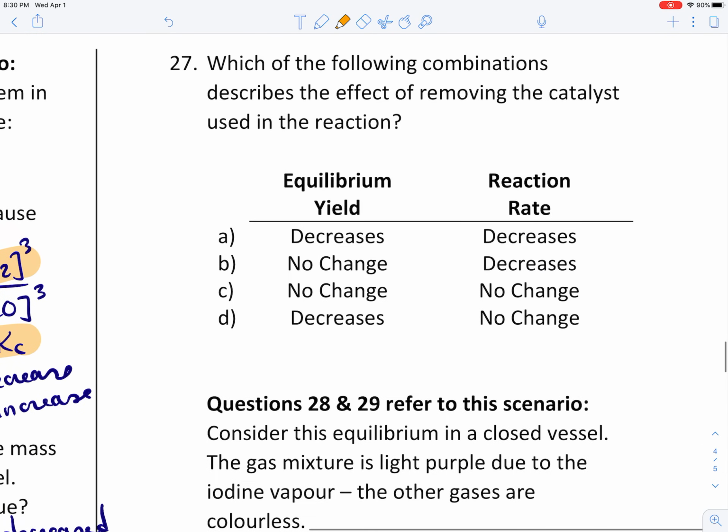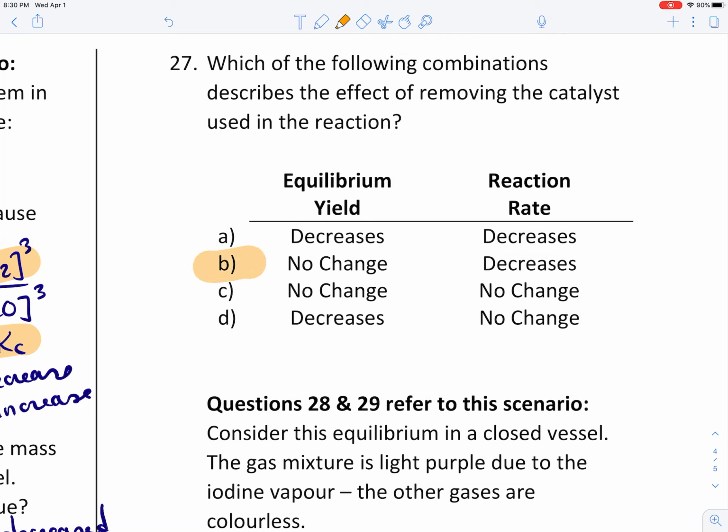Question 27. Which of the following combinations describe the effect of removing the catalyst? Remember that reaction that we just discussed was helped by adding a catalyst. Well, we know that catalysts increase reaction rates. So if you were to remove the catalyst, the reaction rate would decrease. So choice A or B looks good. And we also know that the catalyst has no effect on Kc and no effect on Q. So the catalyst has no effect on the yield, the amount of product we'll get. So we're looking at choice B.